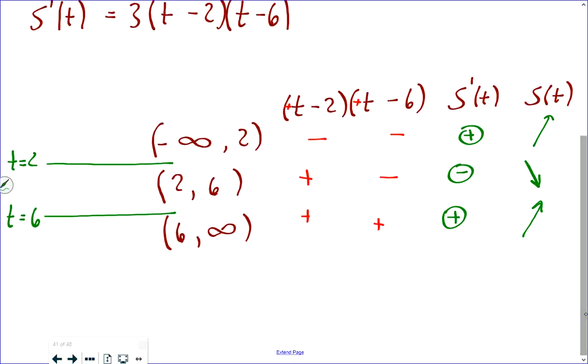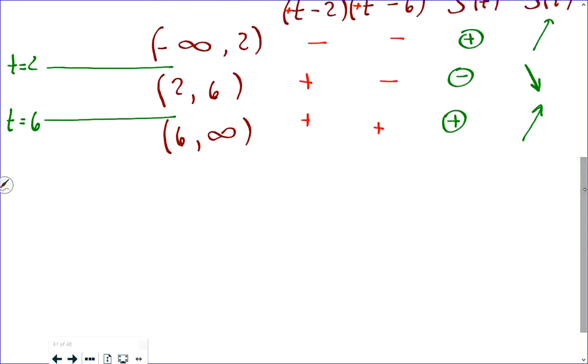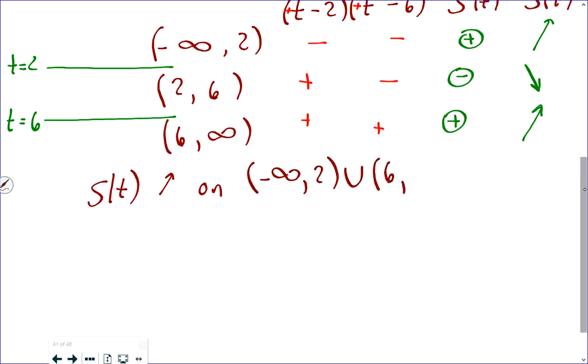At some point during this lesson, I'll probably say, I'm not going to write it every time, but I'm going to write it again this time. S of t is increasing on negative infinity, comma 2 in union with 6, comma infinity. And S of t is decreasing on 2, comma 6.